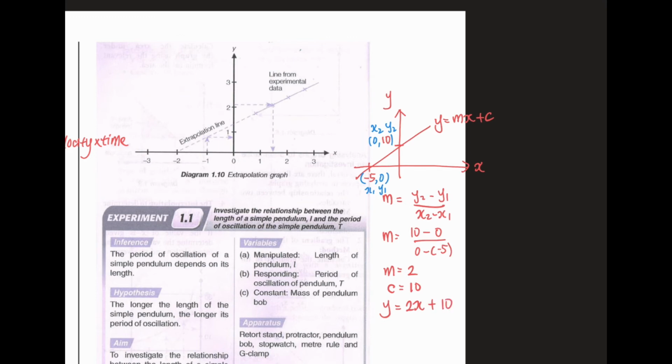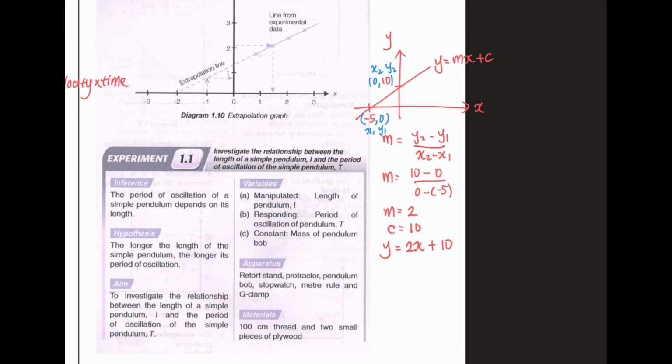So they will ask something like this. They give us a graph, we find the relationship. Of course they may also ask something else, like they give you a graph, then they ask for the relationship in words, like directly proportional, inversely proportional. Now experiment 1.1. This is more to Paper 3, written experiments. So let's see the topics.